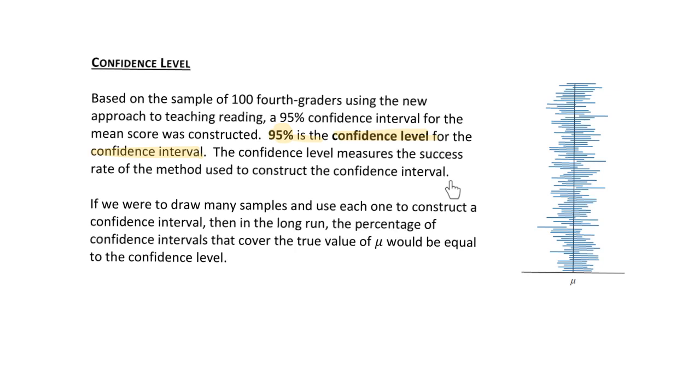So a confidence interval is an interval that is used to estimate the value of a parameter, and the confidence level measures the success rate of the method used to construct the confidence interval. This is actually a percentage between 0% and 100%. But usually we use larger values such as 90%, 95% or 99% because we want to have a high confidence that our intervals contain the true value.